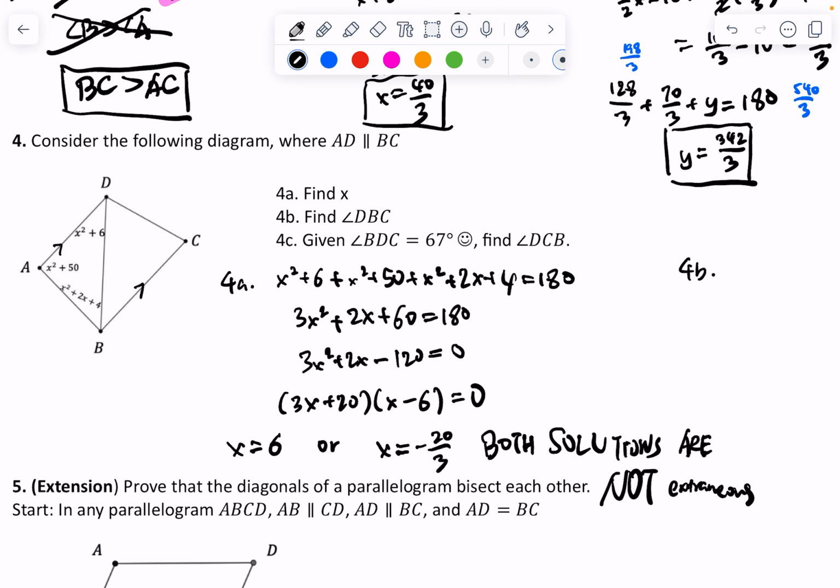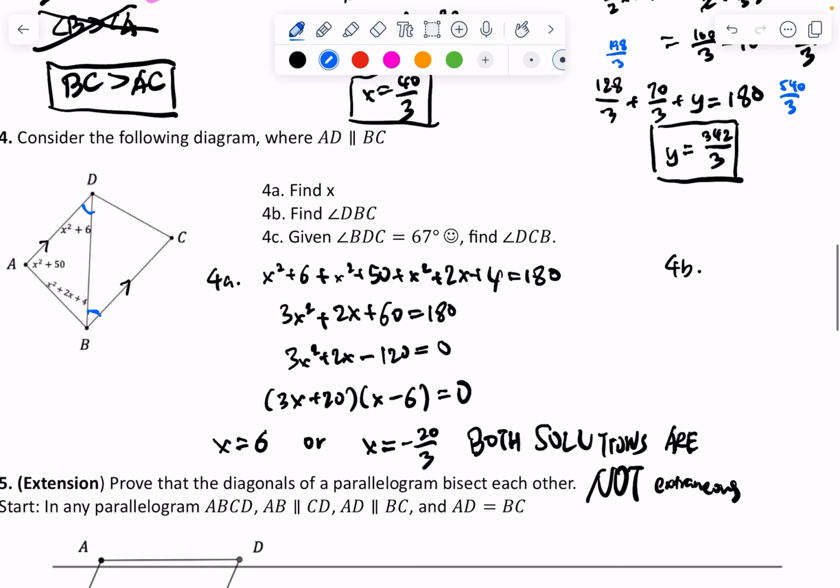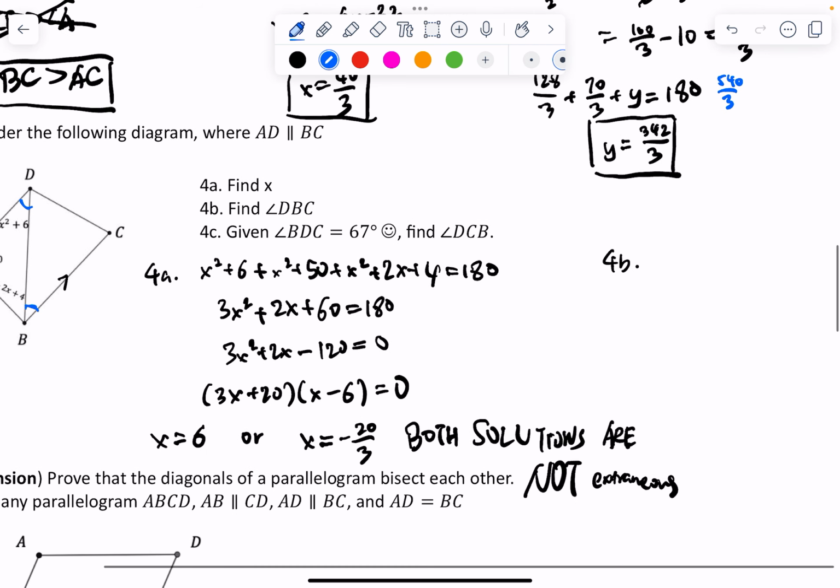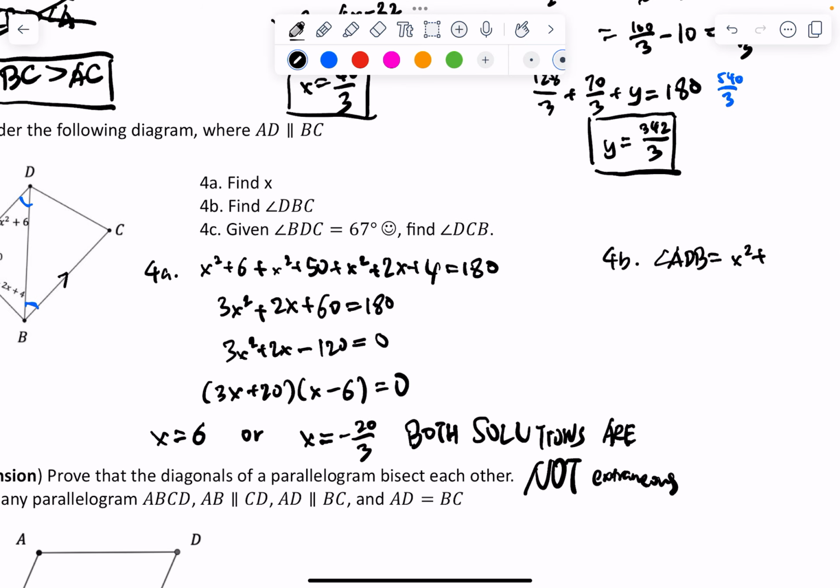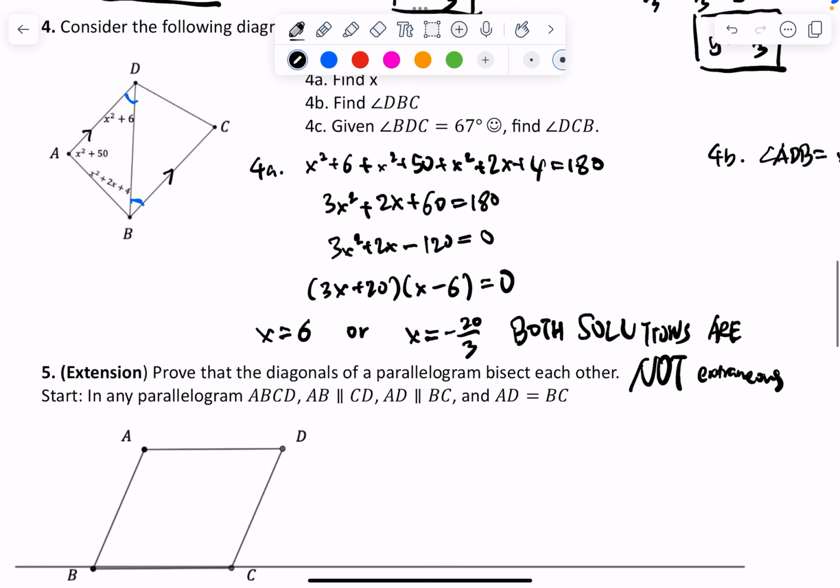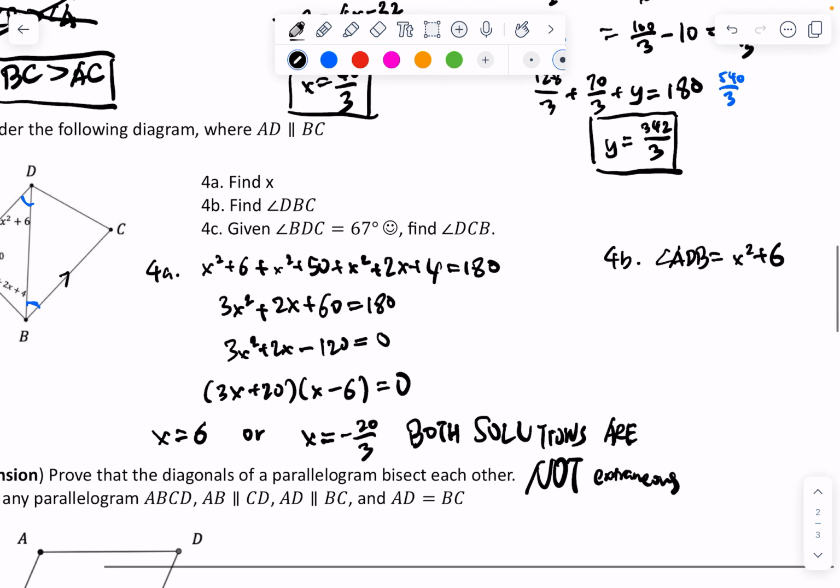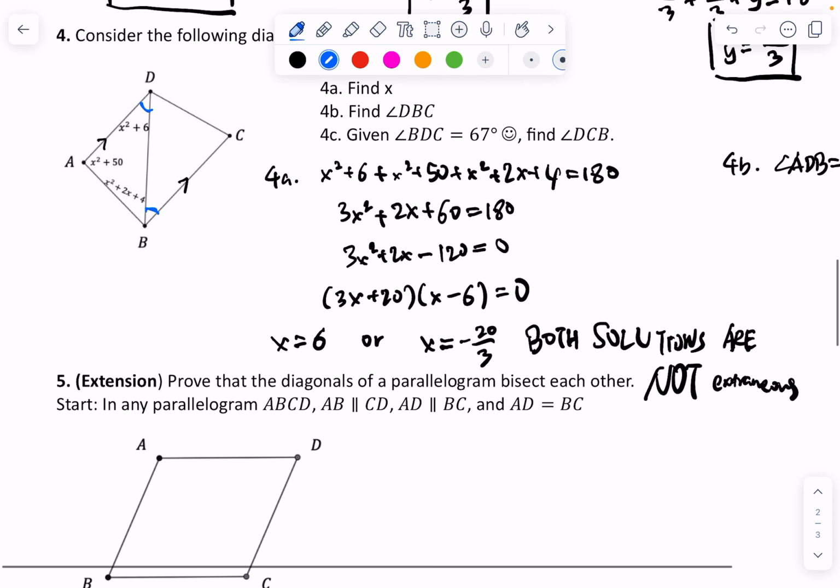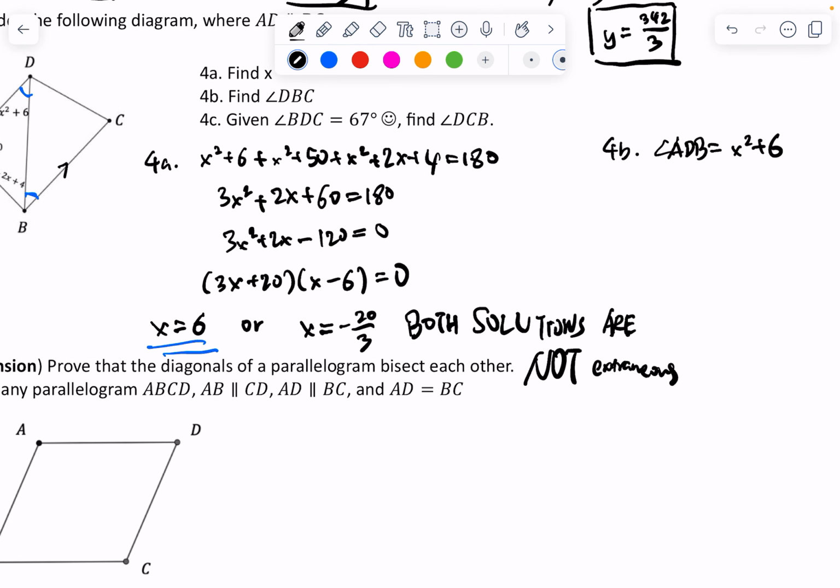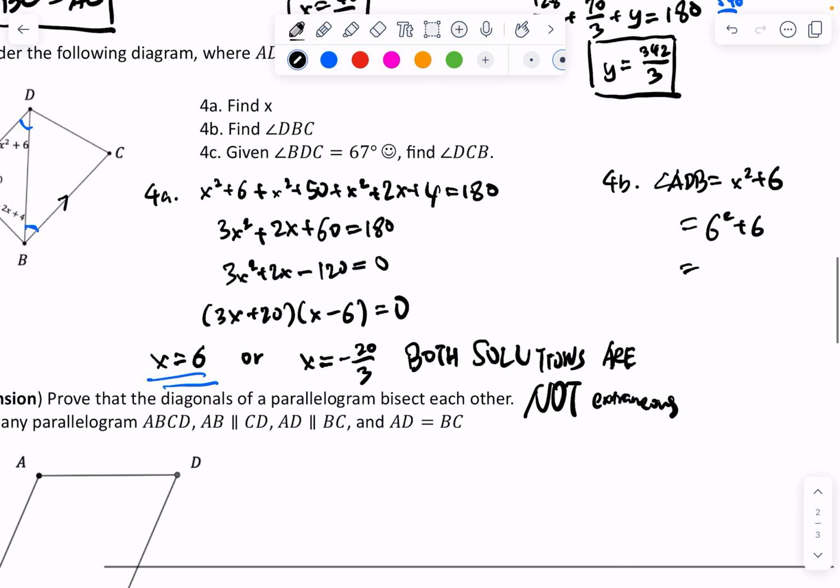If we're given that AD is parallel to BC, DBC, which is this angle, is equal to this angle. So we just have to find ADB. And angle ADB is easy. It's x squared plus 6. Theoretically there are two answers for x, but I will just focus on this one because it's the easier one to work with. Which is equal to 6 squared plus 6, which is how much? Which is 42.